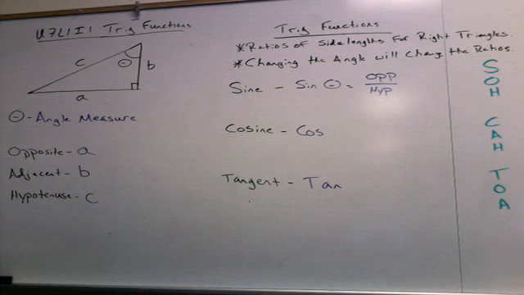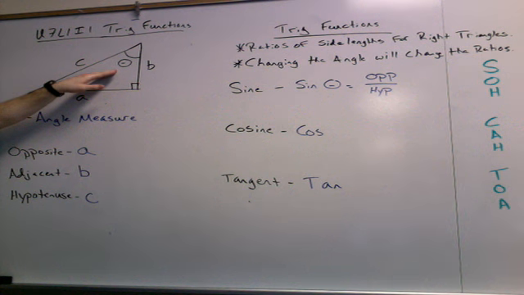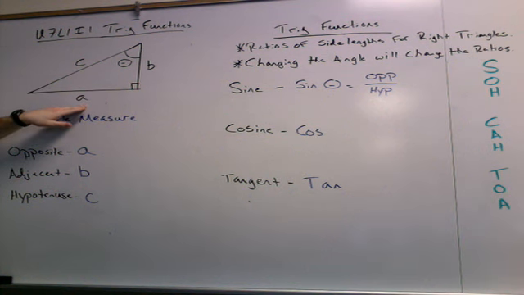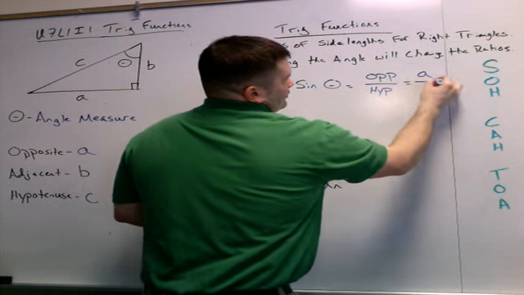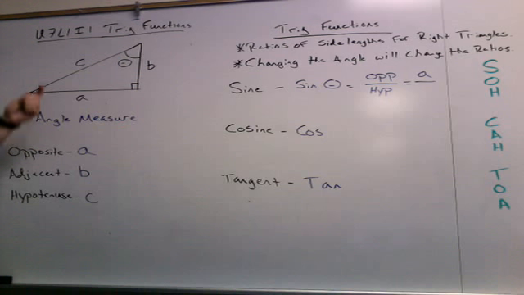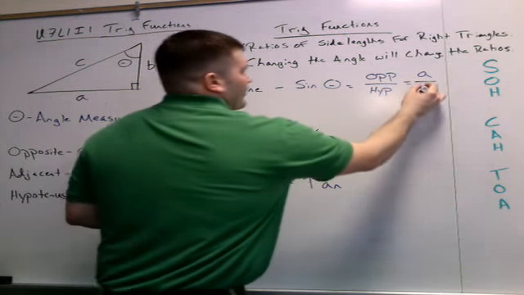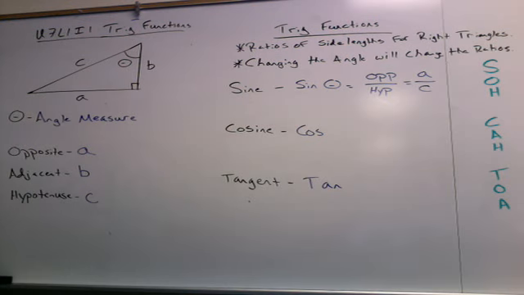Okay. So if I want to find the sine of angle theta, here's angle theta, right? Which side is opposite theta? A, right? So where I have opposite, I write A. Which side's my hypotenuse in this triangle? C. So the ratio for sine of theta is A divided by C. Does that kind of make sense?